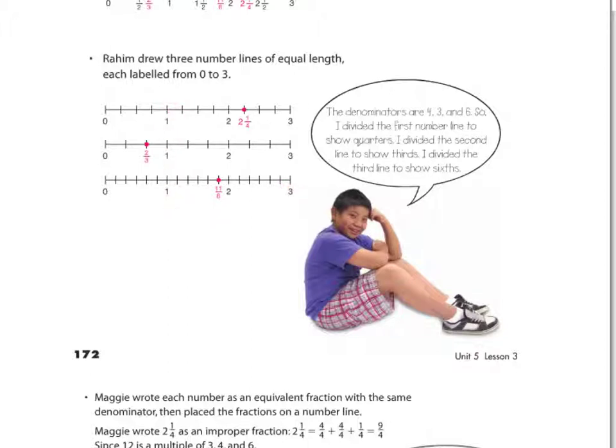Equal labeling for the 1, the 2, and the 3 spots. And then in between, it would change depending on what your denominator is. So here we have 4, so we're going to divide this into 4 parts. 1, 2, 3, 4 parts to make 1, another 1, 2, 3, 4 parts to make 2, another 1, 2, 3, 4 parts to make 3. Again, remember, each of those parts has to be equal in size.